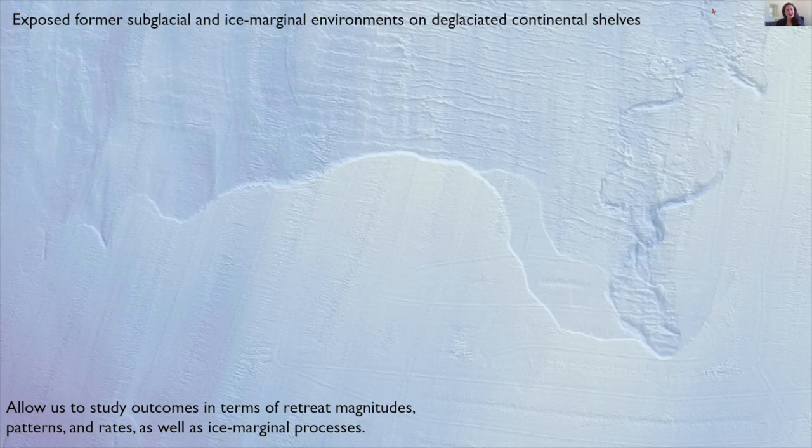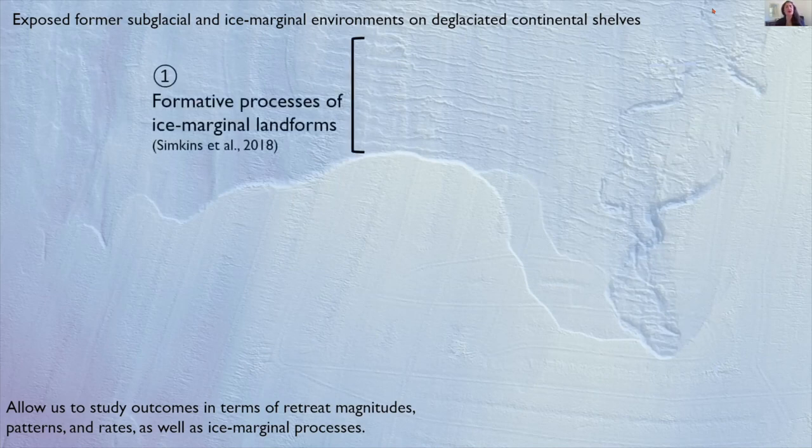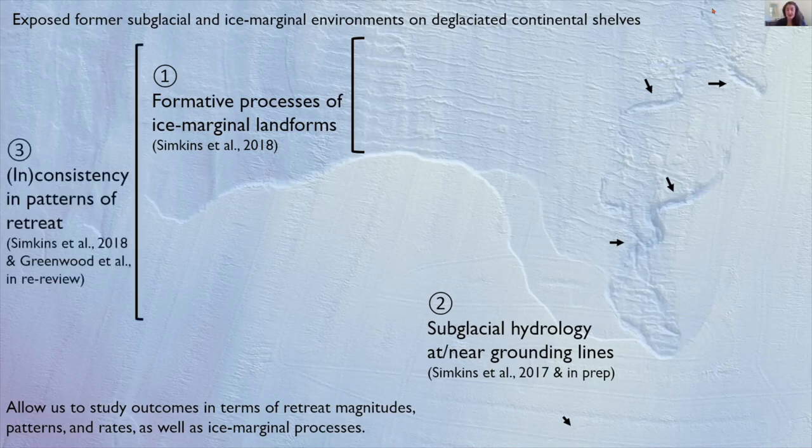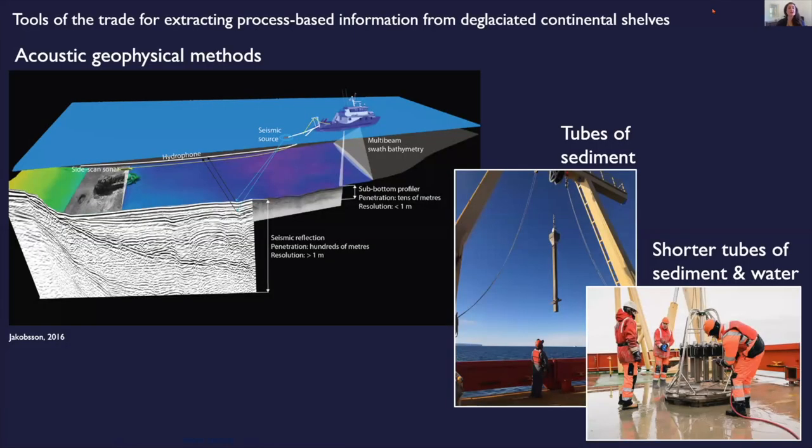So we can think about retreat magnitudes, the magnitudes of individual retreat events. We can think about patterns, so how consistent are those migrations of the grounding line. We can think about rates if we're lucky and have good chronology, which we all hope we have. And we can also just think about what processes are acting at grounding lines. I'm going to walk you through a few themes, the first being formative processes of ice marginal landforms. The second, we'll be looking at channelized drainage at and near grounding lines. And the third is looking at the consistency or inconsistency in retreat patterns.